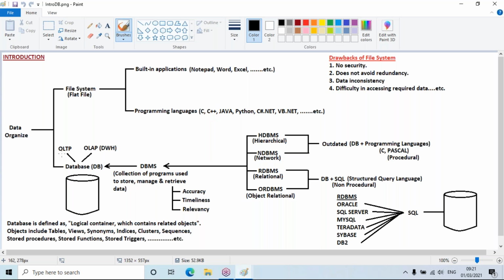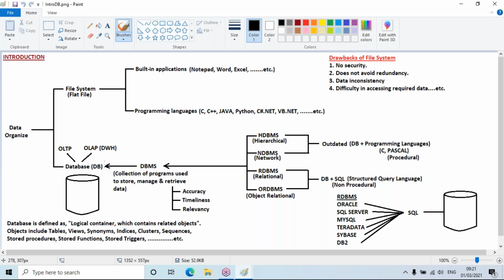And databases will be of 2 types: OLTP and OLAP. Online transaction processing, online analytical processing. This is something related with data warehouse. How you define database, what is DBMS, types of DBMS, all that stuff we discussed in my last session. It was all theory, no practical session started yet.